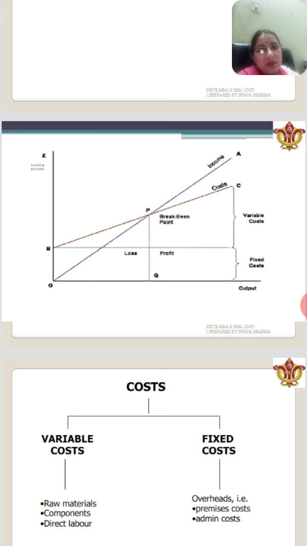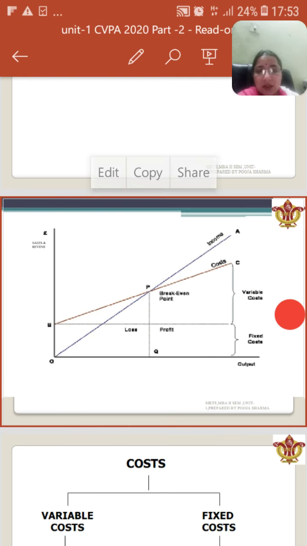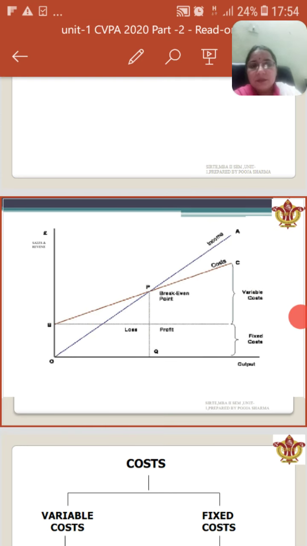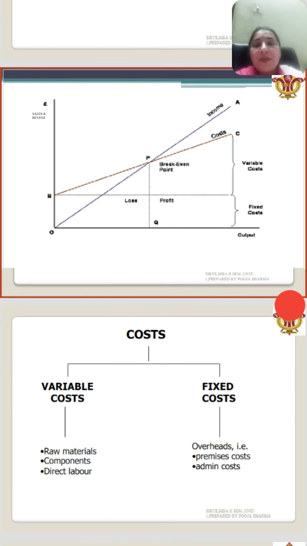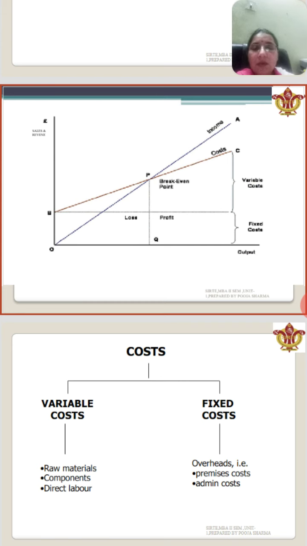The fixed cost will be equal at each level, so it will be a line parallel to the output axis. The total income line starts from the zero level, as does the variable cost. You can just see the B point shows the total cost line. Here we can calculate the break-even point with the help of the graph paper.